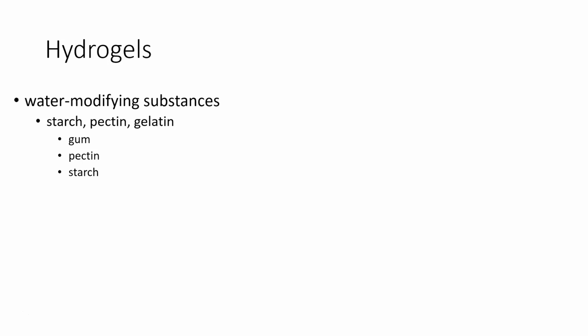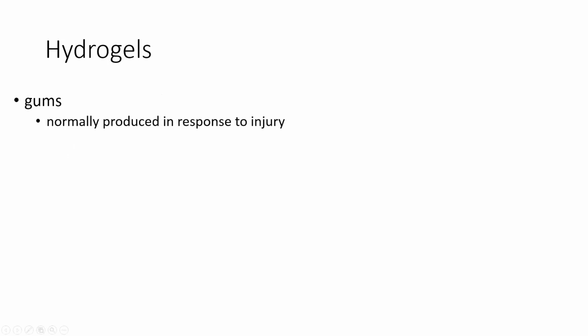We've got three different ones. We've got gum, we've got pectin, we've got starch. Each one has a different property to them. Each are used differently. One might substitute another depending on what we're doing. Gums are normally produced in response to injury.